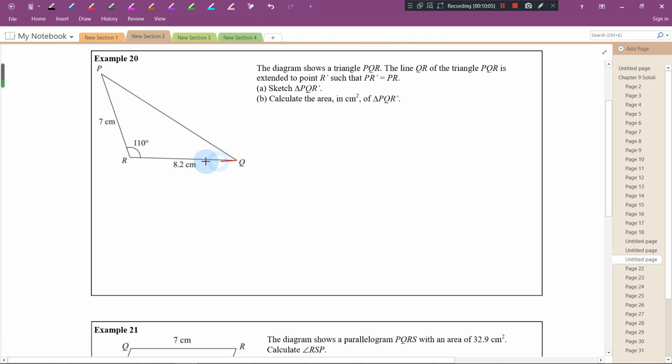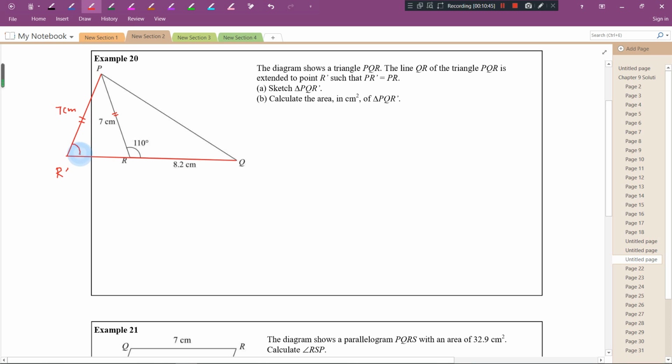So from here, we extend it, go up, go out like this. Okay, I just draw it roughly. So the R prime will be over here, and the side length here is equal to the side length here, which is equal to 7 centimeters. So the answer for part A is the triangle PQR prime. So we need to draw this triangle for the teachers, and we need to show the important information. So this is 7 centimeters.